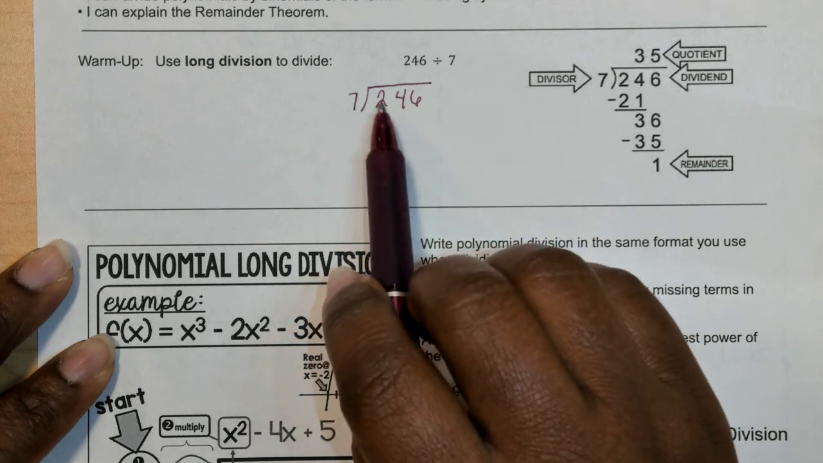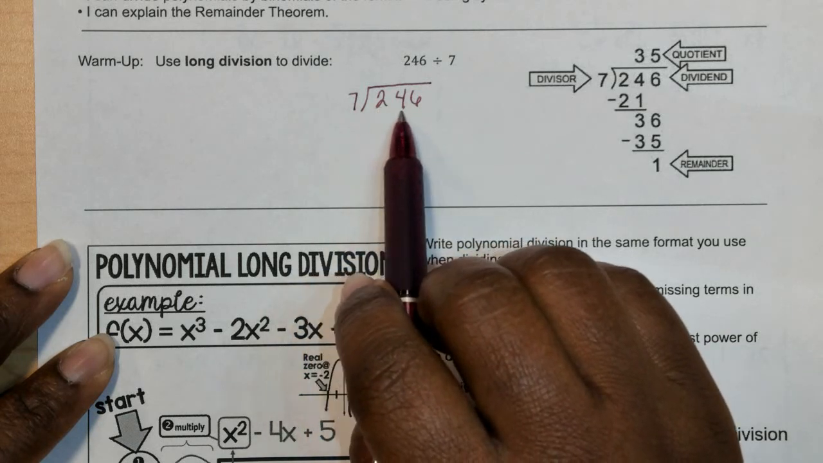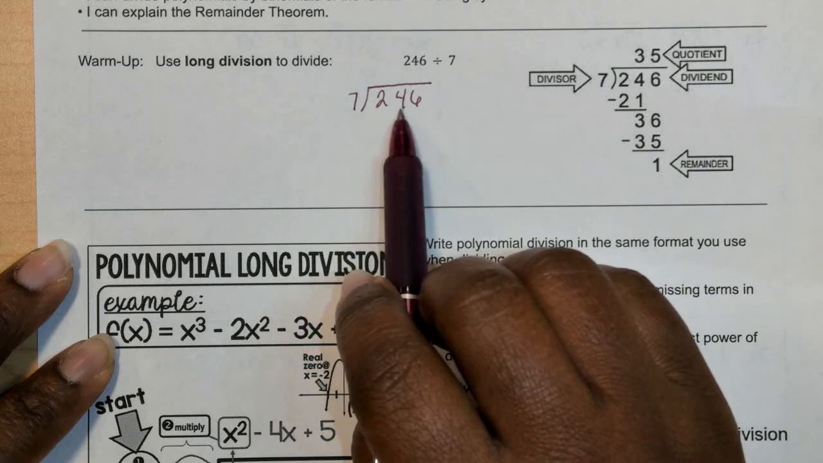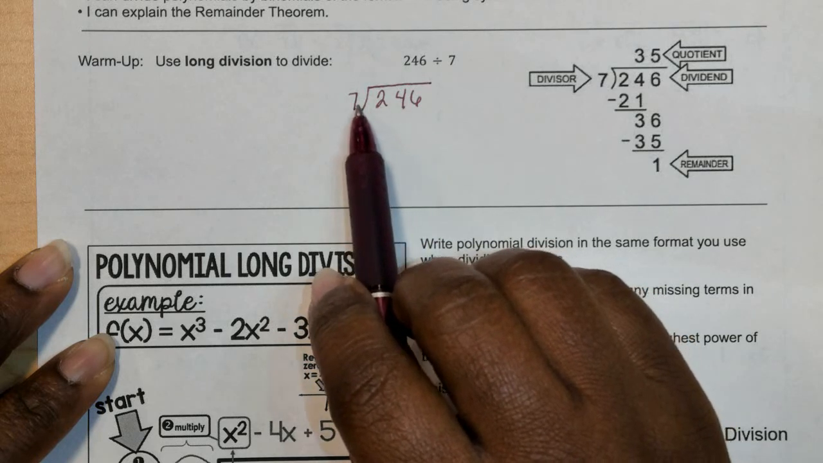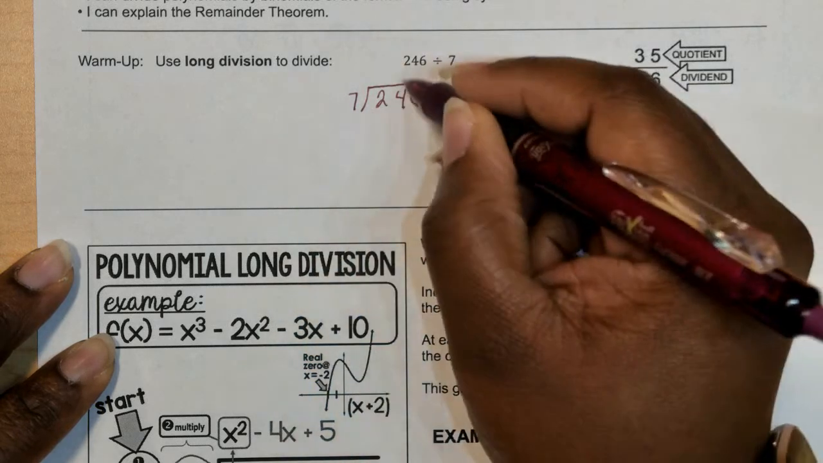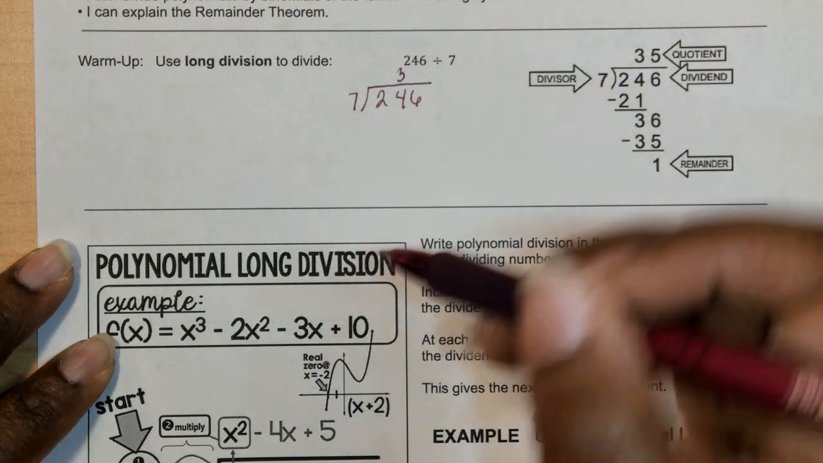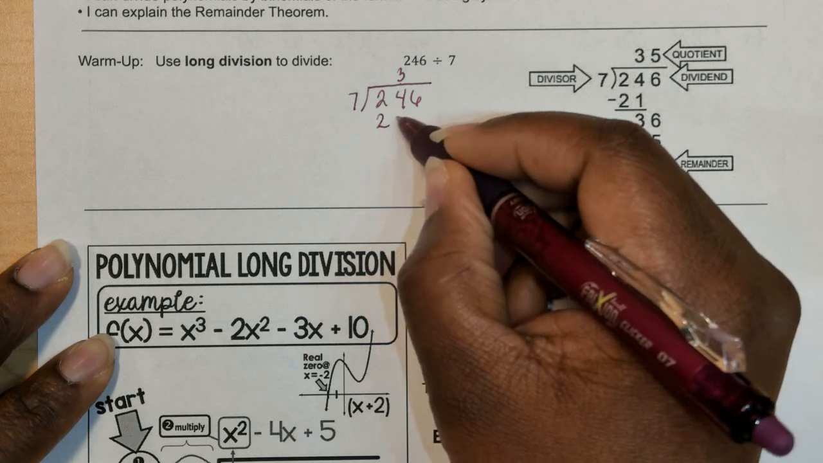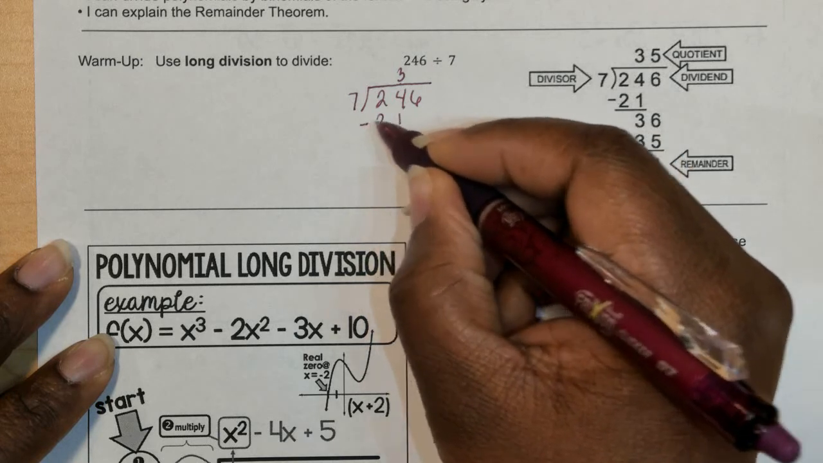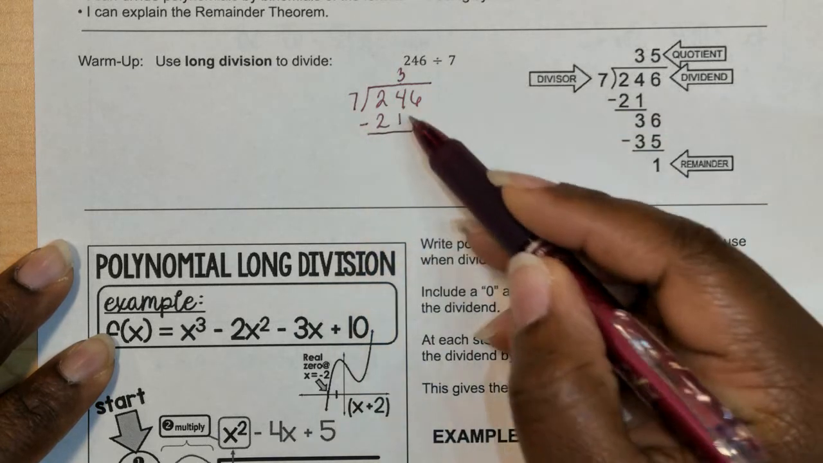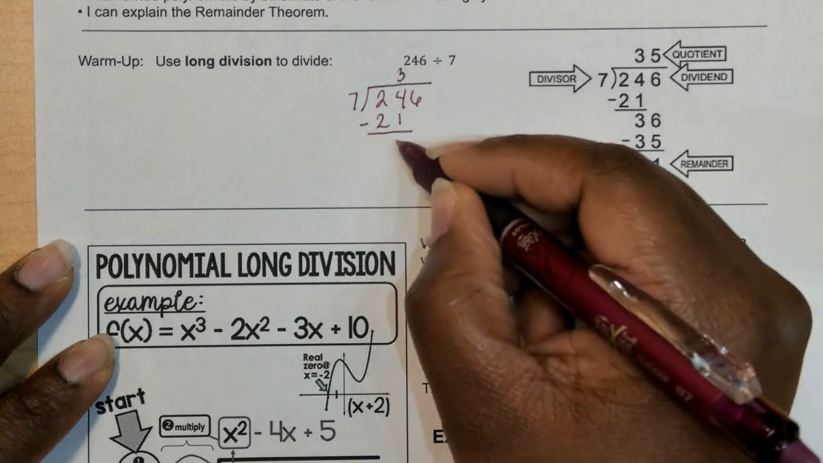So 7 can't go into 2, so we'll use 2 digits. 7 can go into 24. So how many times does 7 go into 24? Well, the answer is 3. 3 times 7 is 21. That goes underneath those 2 terms. And then next you subtract. When you subtract here, we end up with a 3.